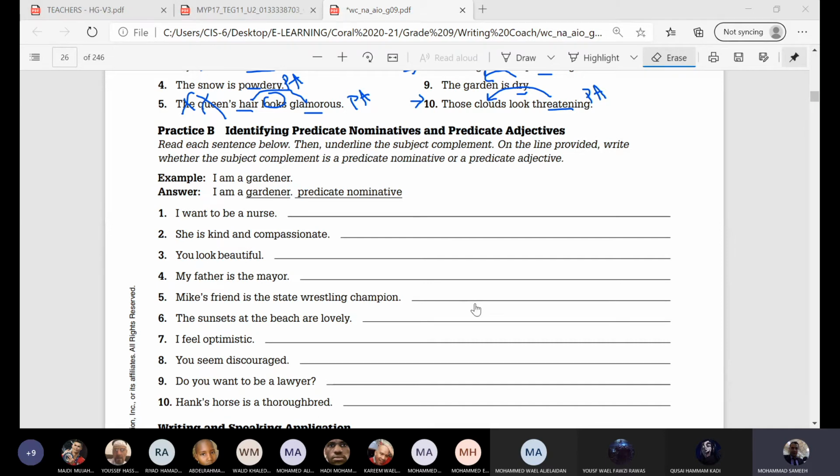Number 1 will be with Hadi Al-Damanhuri. I want to be a nurse. It is a predicate nominative. What is it? Nurse. Say nurse, then say PN. Sure. Thank you. Number 2, Ahmad Musa.